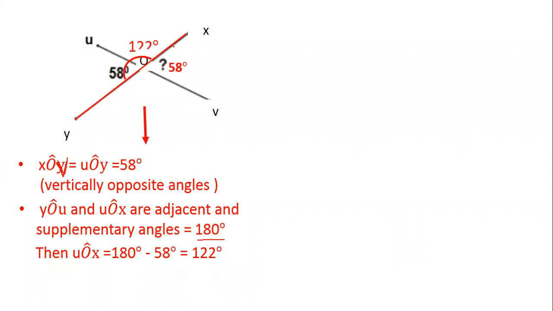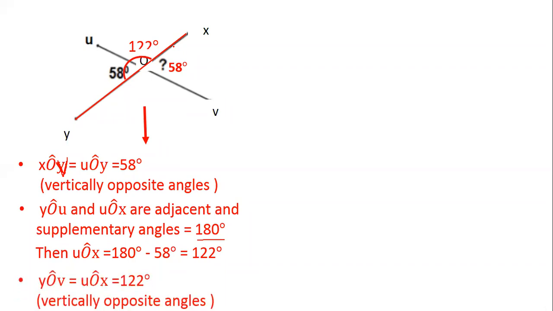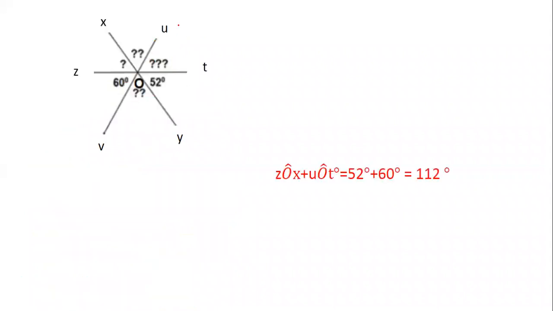Now, the last one is very easy. You can see that I have vertically opposite angles. YOV is equal to UOX, equal to 120 degrees, vertically opposite angles. They are equal in measure. Okay, the next one, which is here. So starting with the last figure, if you notice here, I have many angles. Okay, let's start.